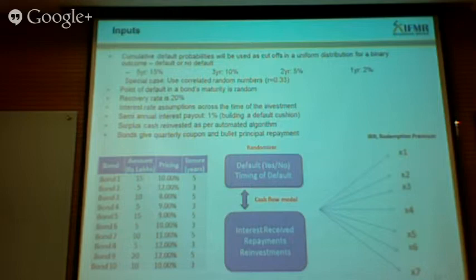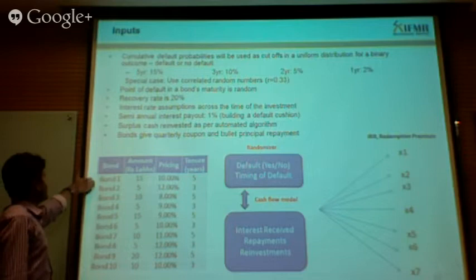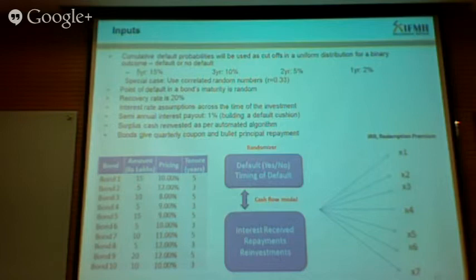Now we have an assumption for the default probabilities for each of those bonds. What you can also do is randomize the point at which that bond will default. So say you have bond 1 and it's a 5-year tenure. You can randomize where in that tenure that bond goes bust.